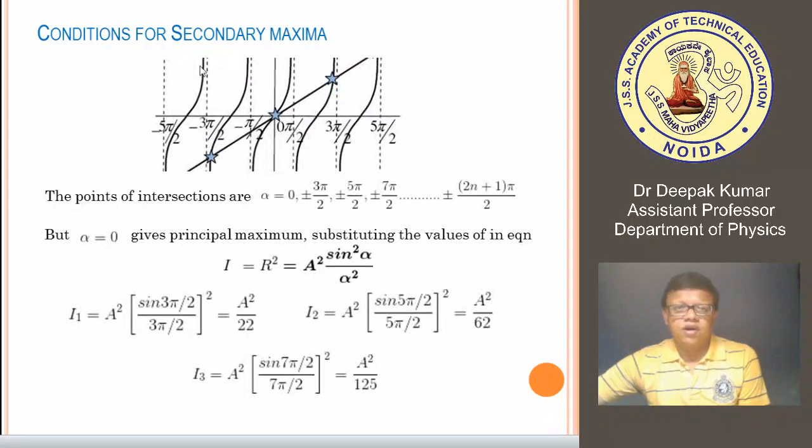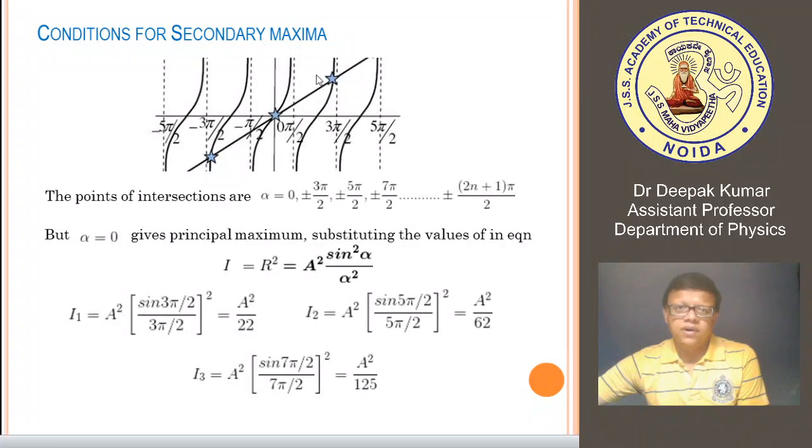So if I wish to plot a graph of y equals alpha, it must be a straight line passing through the origin at an angle of 45 degrees. And if I want to plot the graph of tan alpha, then this graph is to be plotted in different ranges. The ranges are minus pi by 2 to plus pi by 2, plus pi by 2 to plus 3 pi by 2, plus 3 pi by 2 to plus 5 pi by 2, and similarly on the other side also.